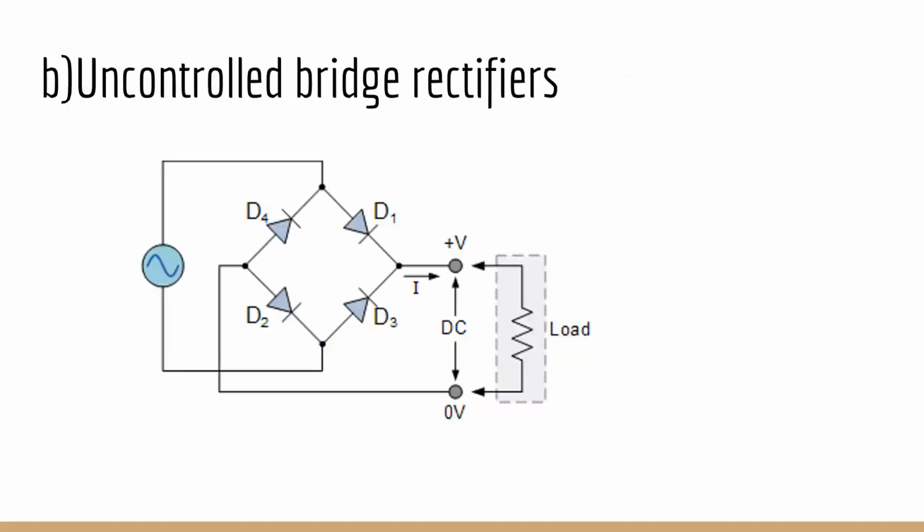Now we will see uncontrolled bridge rectifiers. This bridge rectifier uses diodes for rectifying the input as shown in the figure. Since the diode is a unidirectional device that allows current flow in one direction only, with this configuration of diodes in the rectifier, it doesn't allow the power to vary depending on the load requirement. So this type of rectifier is used in constant or fixed power supplies. Next.